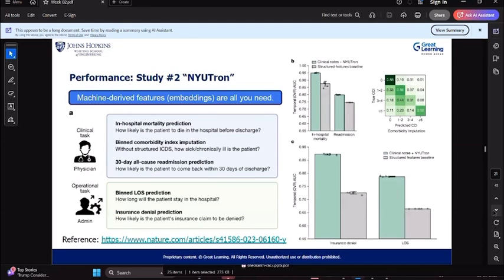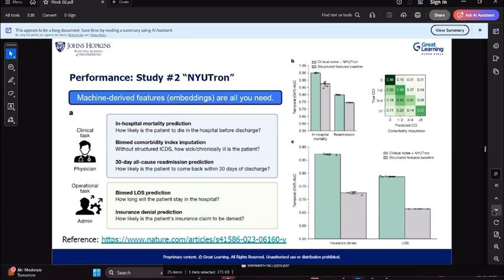The other model that we have is NYUTron. NYUTron is a model that is being used in two places. One is to identify the operation risk, and the other is to identify operational data, which means the model will tell you how long he has to stay in the bed, and so on and so forth.